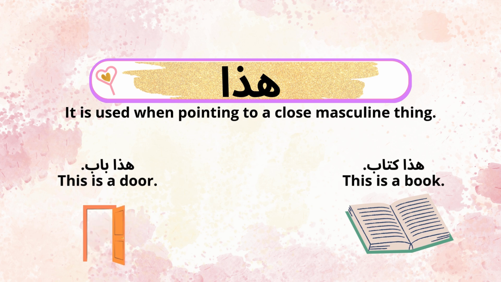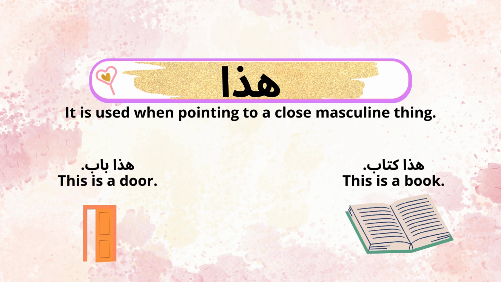So in Arabic, the word book, kitabun, is masculine. Hada babun. We find out that over here also, the word babun, the meaning door, is a masculine word. So we conclude by saying that hada is only used with masculine words and it means this. So هذا كتاب, this is a book. هذا باب, this is a door.